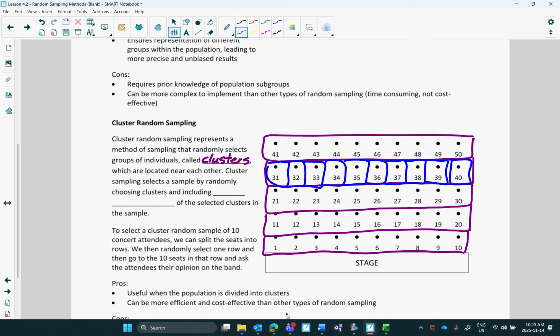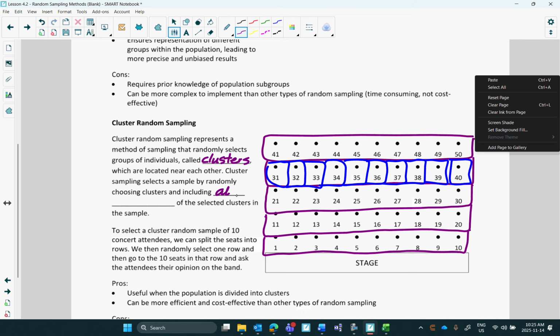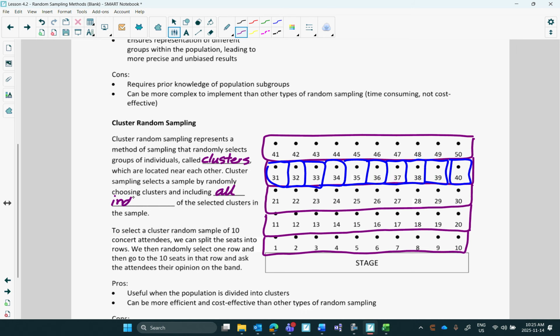Cluster sampling selects a sample by randomly choosing clusters and including all individuals of the selected clusters in the sample. Sometimes students have difficulty understanding the difference between strata and cluster, stratified and cluster.